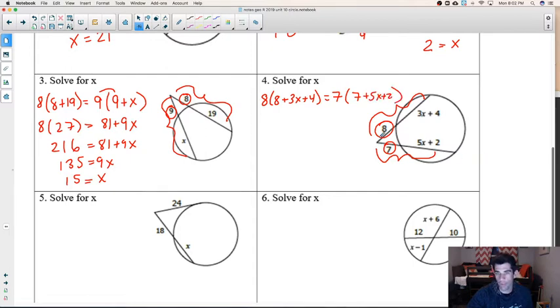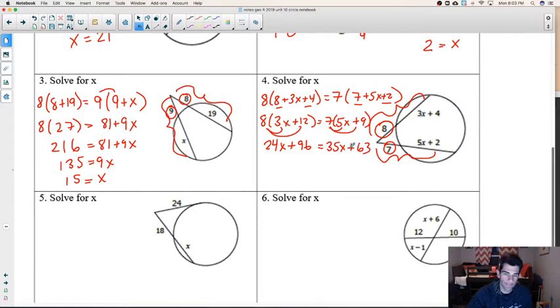Outside times the whole thing. 8 times 8 plus 4 is 12. 7 times 5x, 7 plus 2 is 9. What is this going to be? We're going to have 24x plus 96, because I'm multiplying that over here. 35x plus 63 over there.